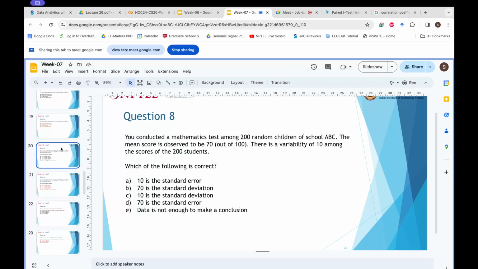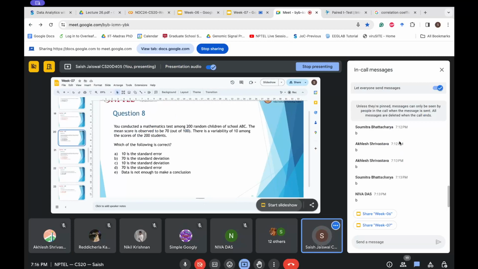Okay, you conducted a mathematics test among 200 random children of school ABC. The mean score is observed to be 70 out of 100. There is a variability of 10 among the scores of the 200 students. Which of the following is correct? This is a quick question. Please quickly answer, and we'll move on to the answer.